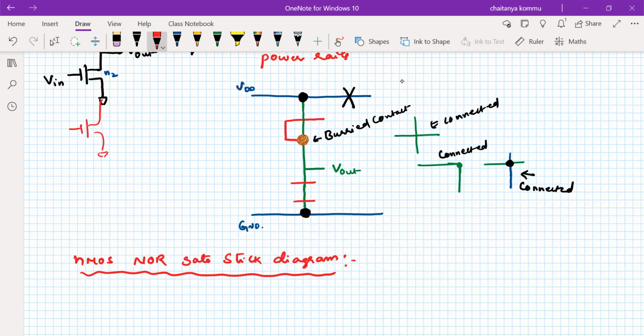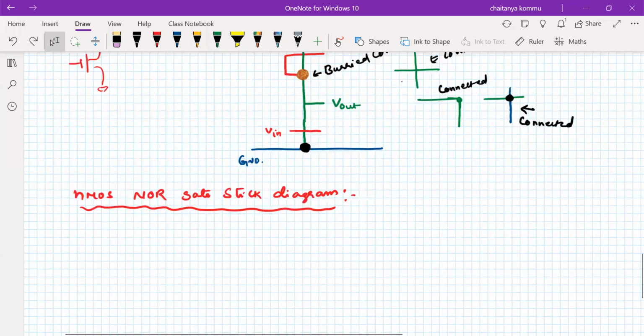Therefore, this is called Vin1 and this is called Vin2, or for example A or B also we can consider. Please remember, this is the NMOS transistor NAND gate. For completeness, I'm not going to do that one, so I'll keep it like the NOT gate only.